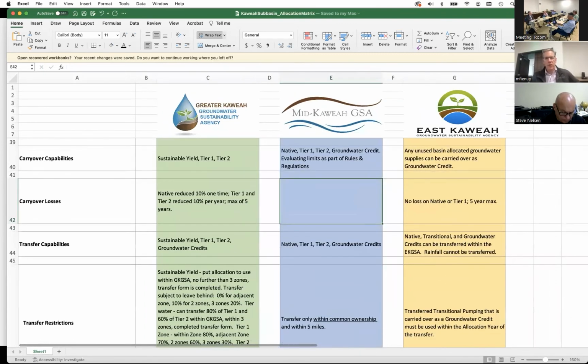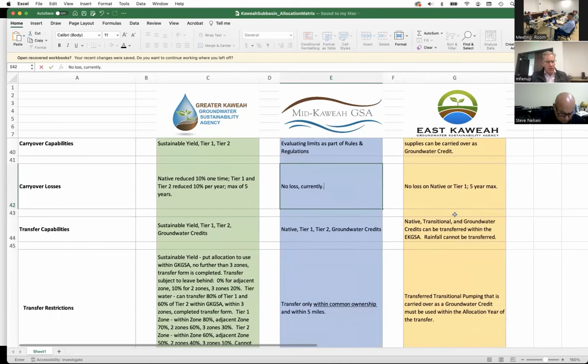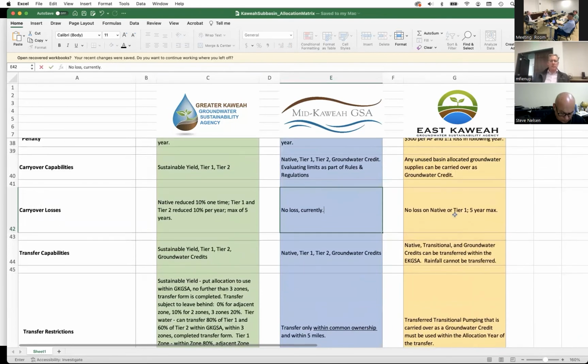So Mid-Kaweah, tell me again what the carryover loss is. 100% carryover on everything, but we understand and we'll be discussing that. Because yours is an emergency ordinance, right? Yeah. And the common thought is 10% with a 5-year max. Okay, and there's no max currently. No. Okay, all right. Great, so that's very helpful. So those are carryovers, right?